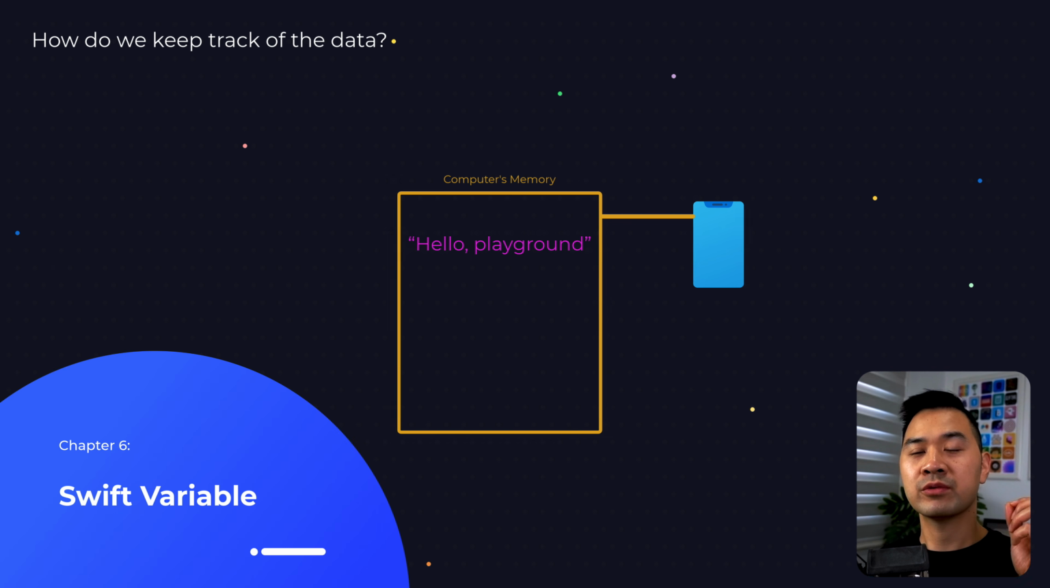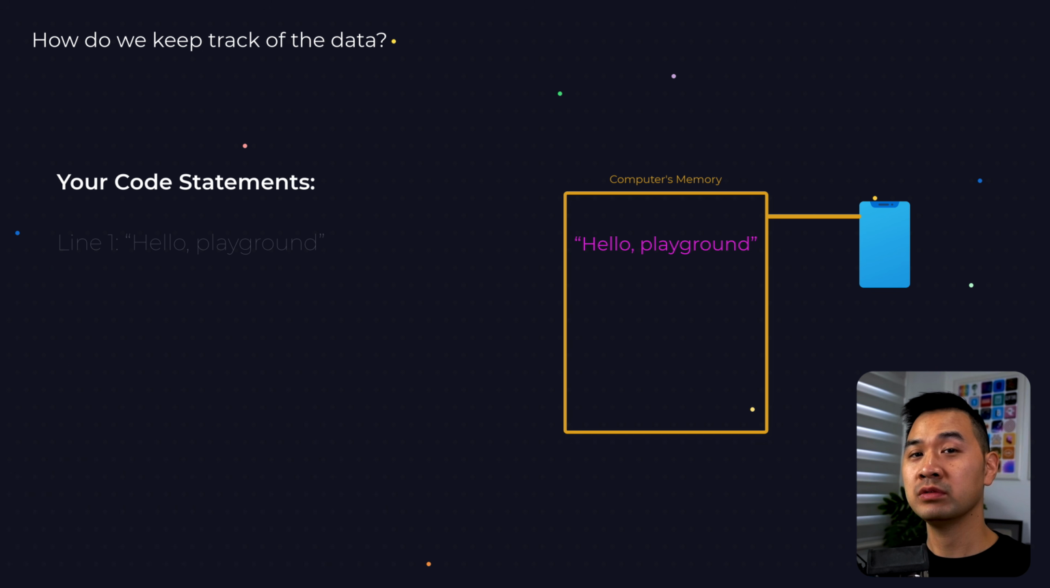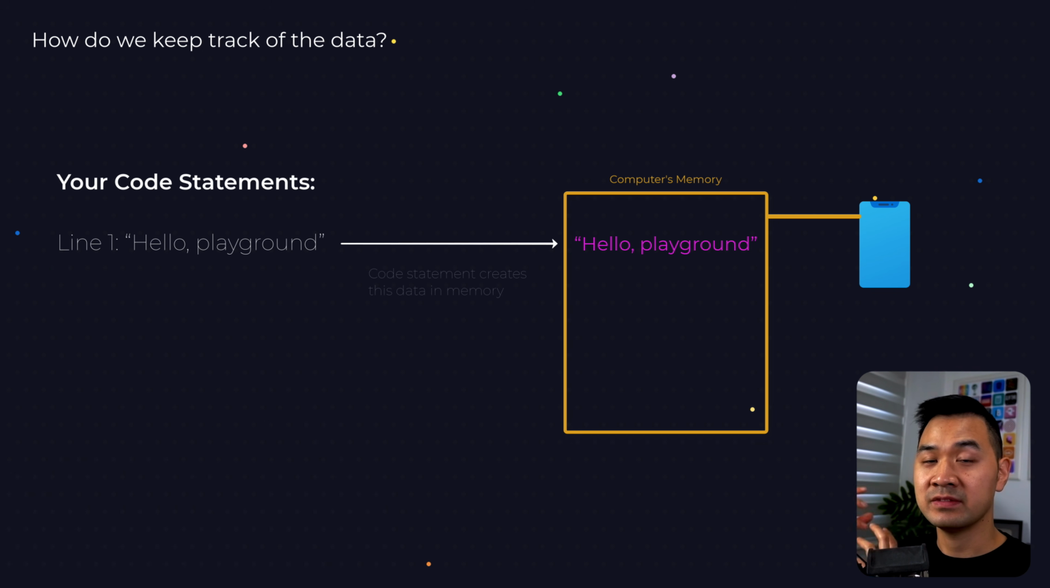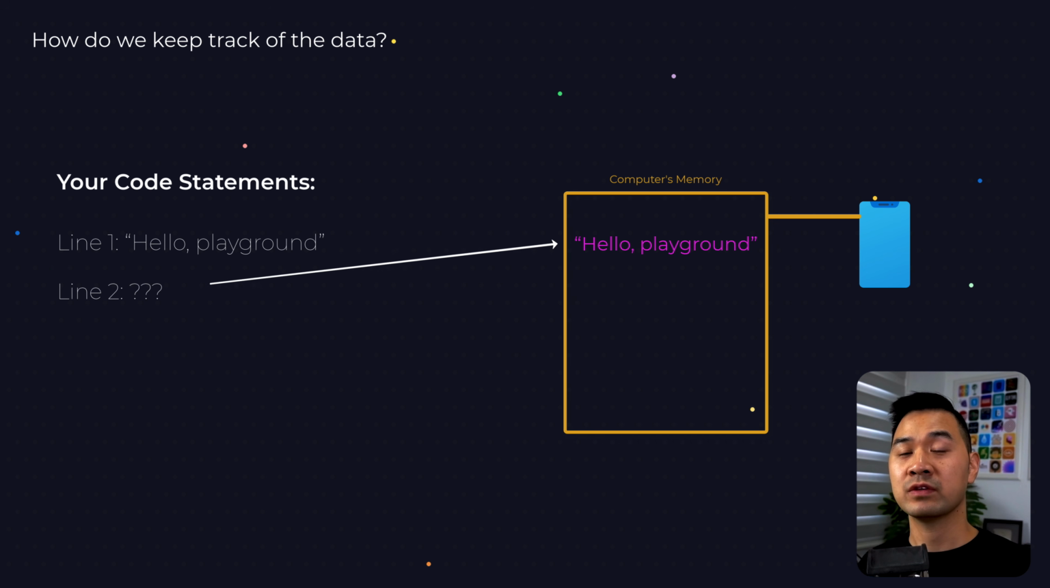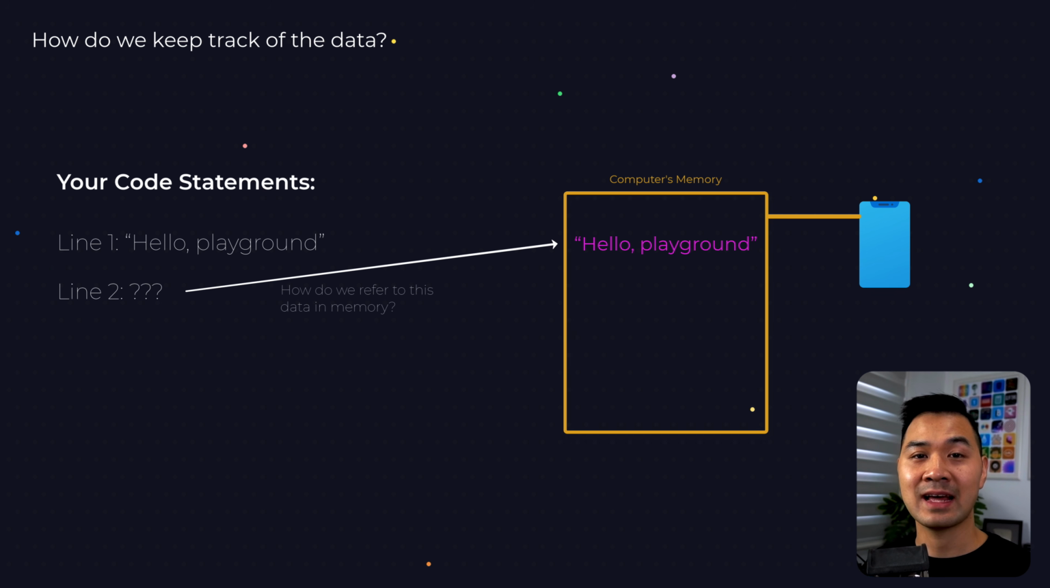So walk with me through this scenario. Imagine you have your first Swift code statement that creates this piece of data in the computer's memory. In your second Swift code statement, let's say you want to work with this piece of data. Perhaps you want to manipulate that text data, change it to all capitals, or maybe you want to display it on the user interface or something like that. But how do you retrieve it and access it from the computer's memory?